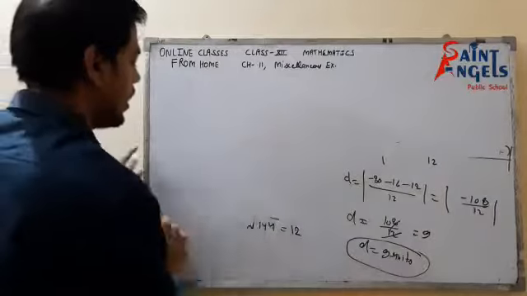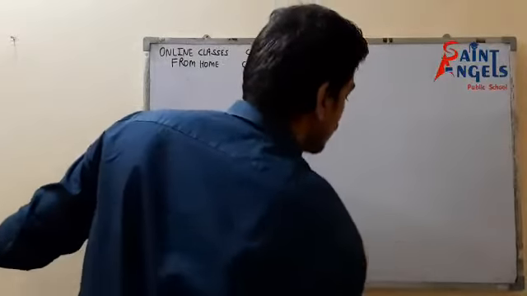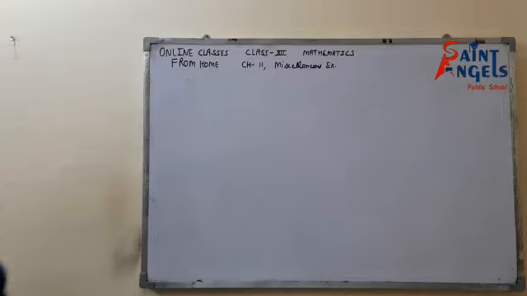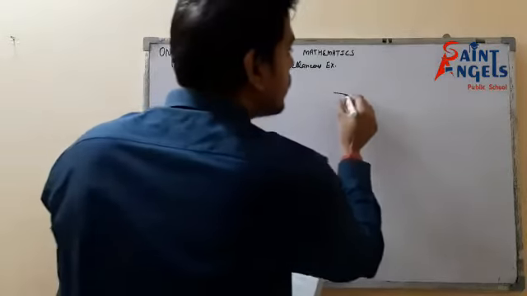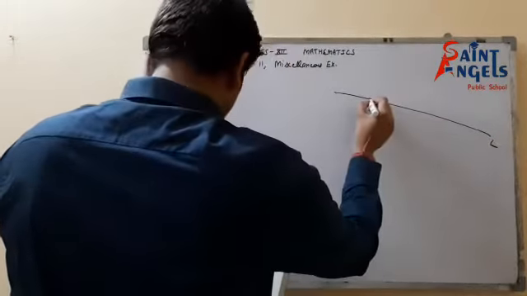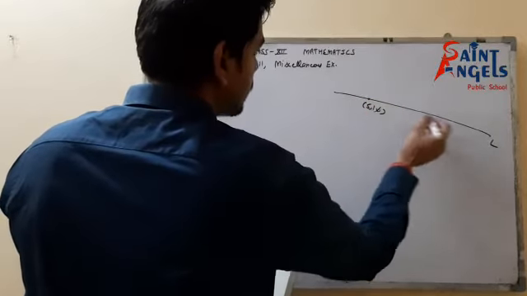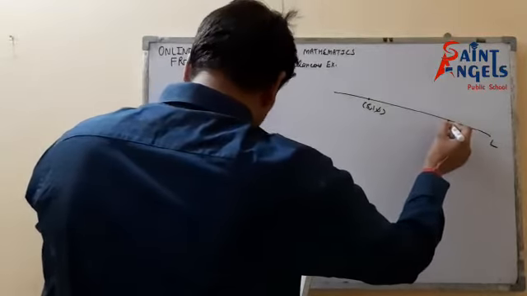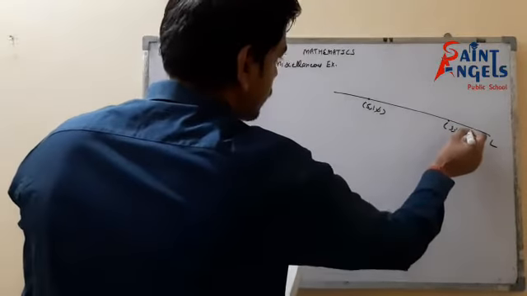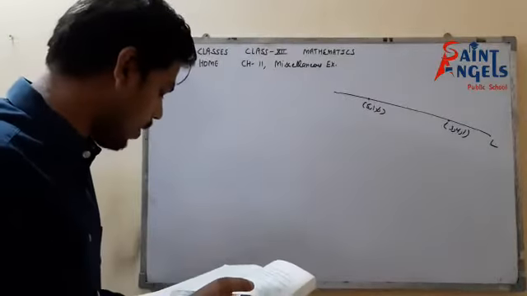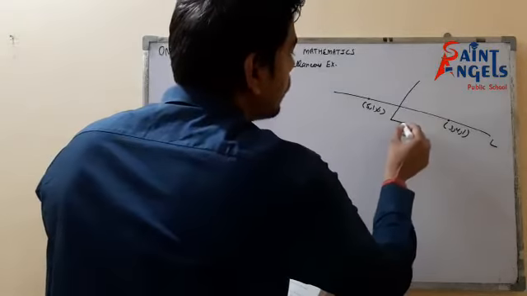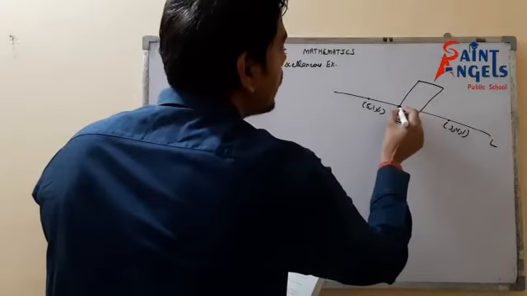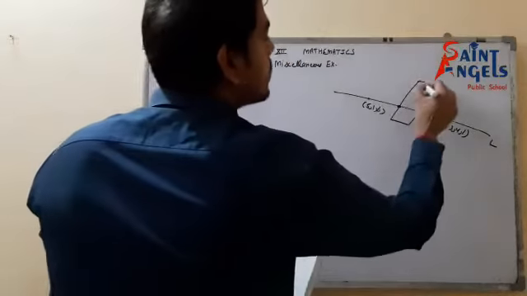Now look at question number 10. Question number 10 says, find the coordinates of the point where the line L through the point 5, 1, 6 and through the point 3, 4, 1 crosses the YZ plane. We have to find the coordinate of the point where this line crosses the YZ plane. At what point does this line cross the YZ plane? This is our YZ plane.